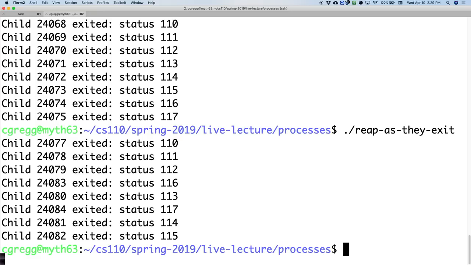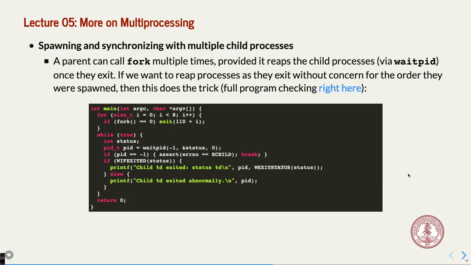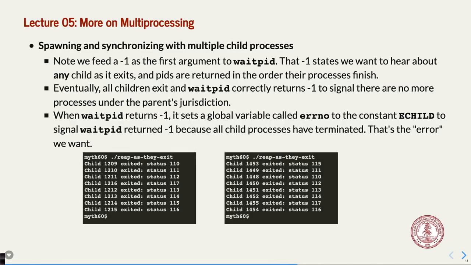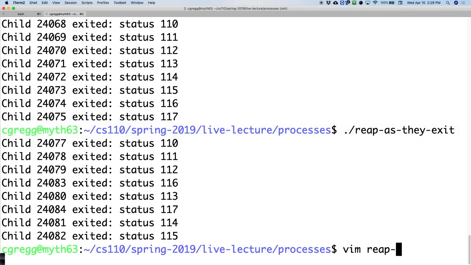All right, let us say, what if we wanted to actually wait for them in order? Could we wait for them in order? This is what does that, by the way. And I talked about errno and all that. What if we did want to wait for them in order? Let's take a look at another program.